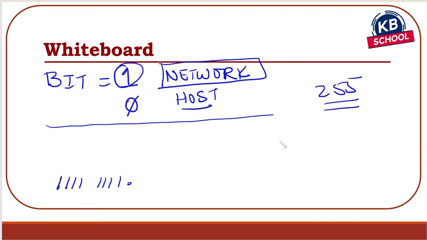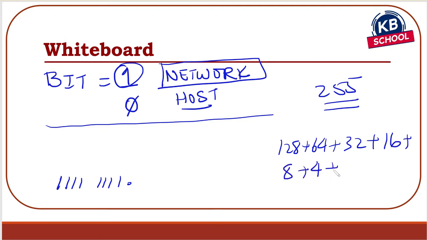That is basically adding 128 plus 64, which is 192, plus 32, which is 224, plus 16, 240, plus 8, 248, plus 4, 252, plus 2, 254, plus 1, 255. All 8 bits, when they're all turned to 1, represent the number 255.